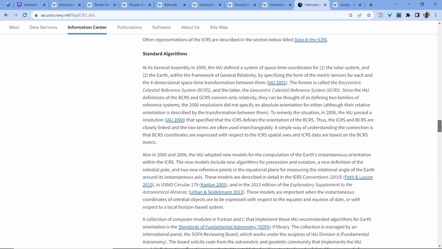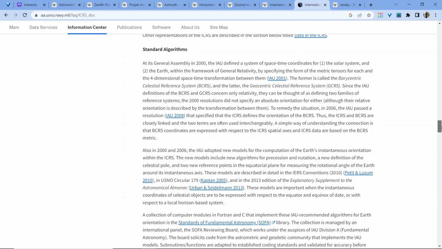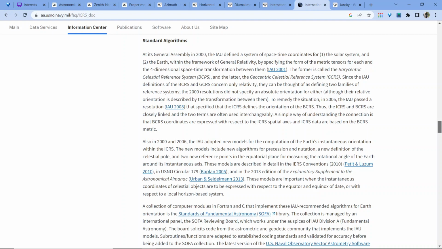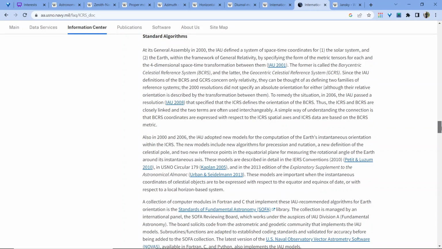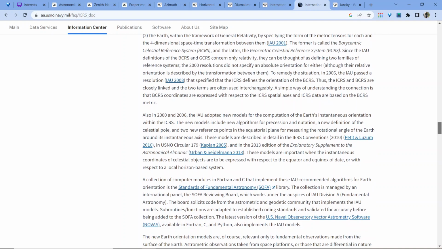Also in 2000 and 2006, the IAU adopted new models for the computation of the Earth's instantaneous orientation within the ICRS. The new models include new algorithms for precession-nutation, a new definition of the celestial pole, and two new reference points in the equatorial plane for measuring the rotation angle of the Earth around its instantaneous axis. These models are described in detail in the IERS Conventions 2010, in the USNO Circular 179, and in the 2013 edition of the Explanatory Supplement to the Astronomical Almanac. These models are important when the instantaneous coordinates of celestial objects are to be expressed with respect to the equator and equinox of date, or with respect to a local horizon-based system.